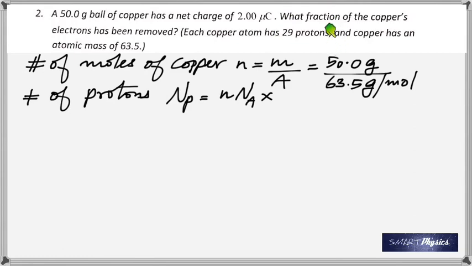Okay. So you have these many moles. Did somebody get this number? How much is that? 0.7. All right. So we have that many moles. And if you multiply that with the Avogadro number, you will get the number of atoms, not the number of protons, which you will have to then multiply with 29 to get the number of protons. Okay, so I did all that in one step.